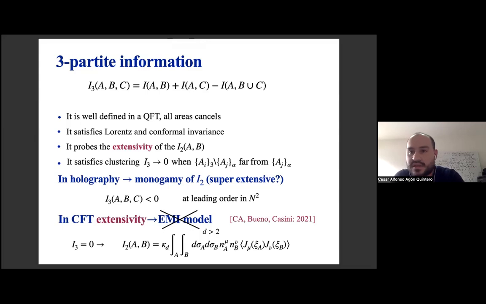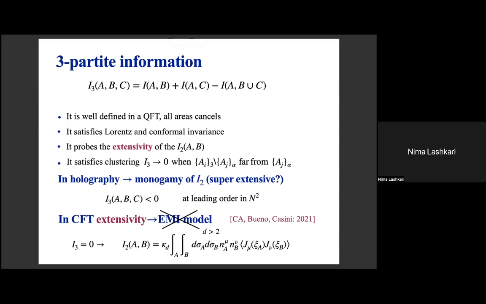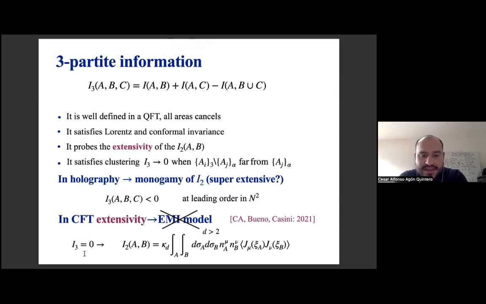How would you describe the physics of this I3 equals 0? How is this a constraint, in what form? I mean, this is a very strong constraint because basically you're saying that the mutual information is extensive. That means that the mutual information of the union of two regions is just the sum of the mutual informations.